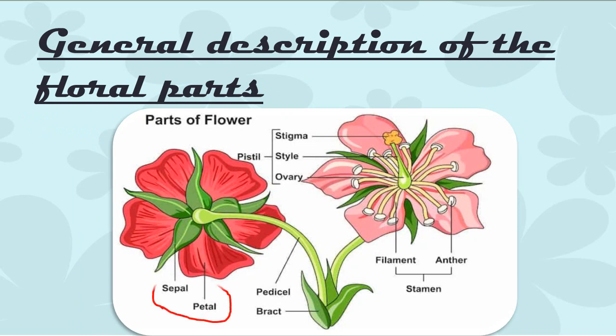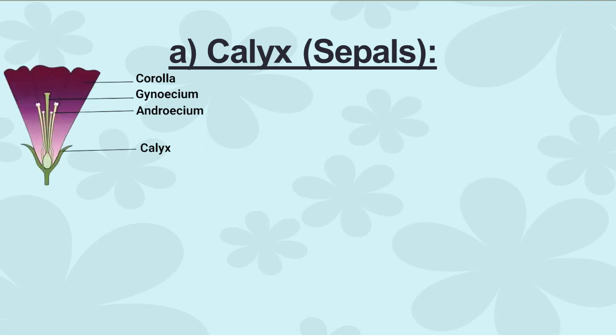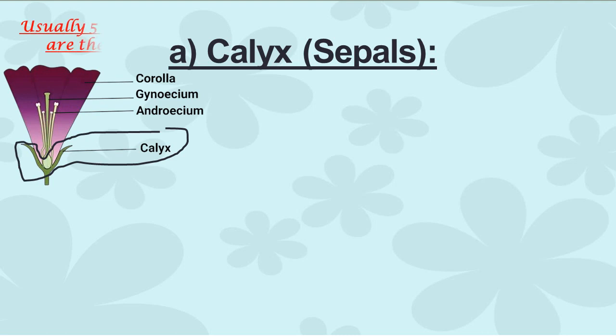Floral parts, we know, are sepals, petals, pistil, and stamen. These are the four main floral parts, so let's study them one by one. The first floral part is the calyx, also called the sepals. Usually there are 5 sepals, and sometimes they may be fewer or, in a few cases, even more.